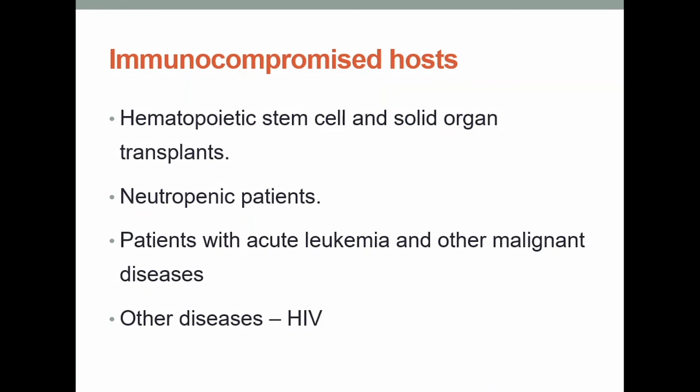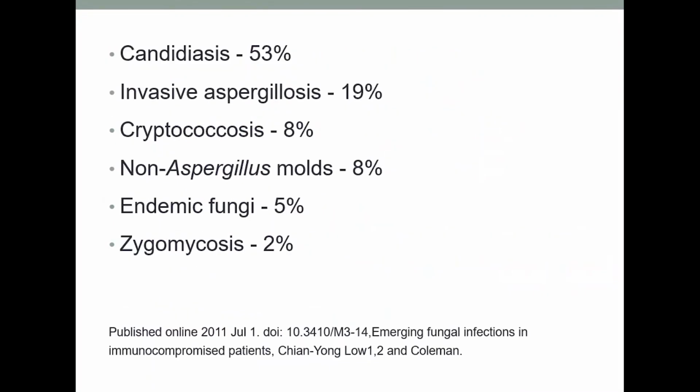Next specific group is the immunocompromised host, for example, hematopoietic stem cell and solid organ transplants, neutropenic patients, patients with acute leukemia and other malignant diseases, and also other diseases like HIV. This group usually presents with systemic infections like candidiasis mainly, next to that aspergillosis and so on. But extensive dermatophytic infection percentages I couldn't find.